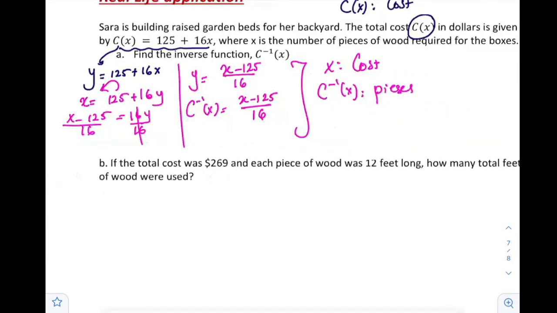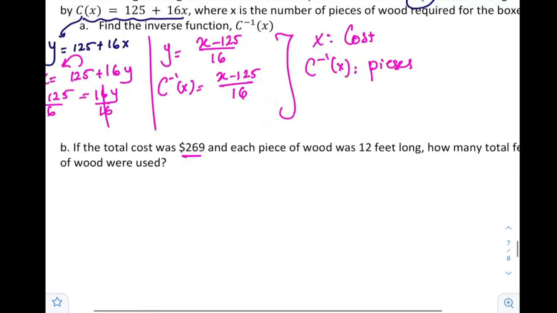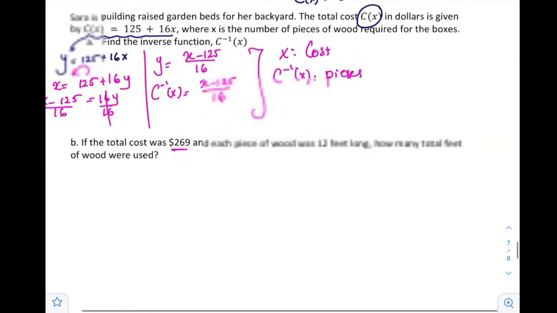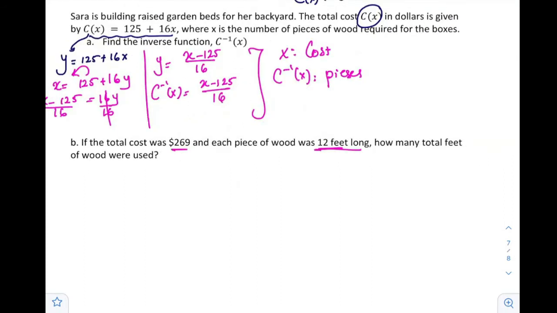If the total cost is $269 and each piece of wood was 12 feet long, how many total feet of wood were used? So let's see here. What do we do? What do we have here? We have x in the inverse. We have x minus 125 over 16. So now this is the number of pieces. This is the total cost. So let's find the number of pieces.